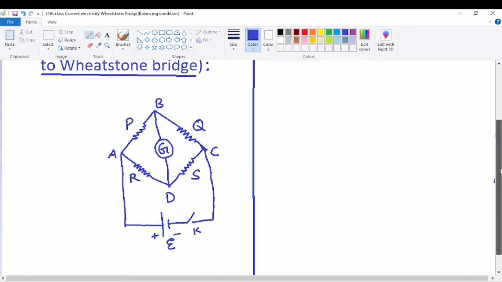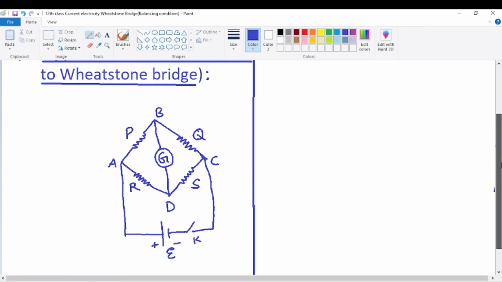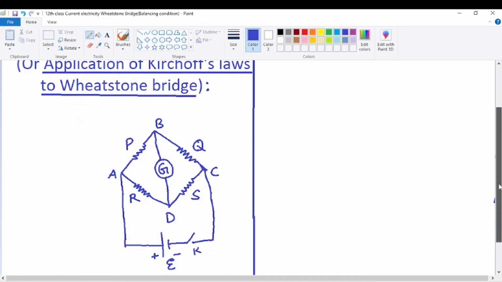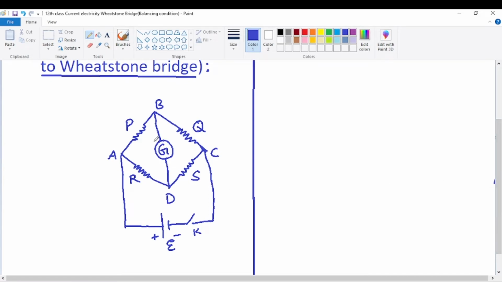Now, how Kirchhoff's laws are applied here, and what is the meaning of the balancing condition? This is obtained using Kirchhoff's laws. Once the key is closed, immediately the battery sends a current. Current sent by a battery into any group of resistors always flows from the positive terminal to the negative terminal.